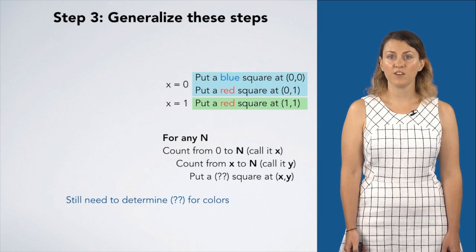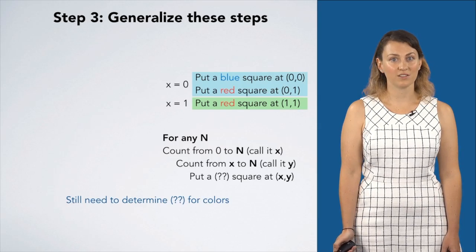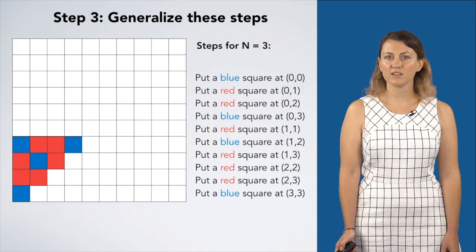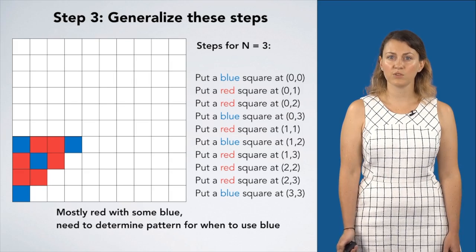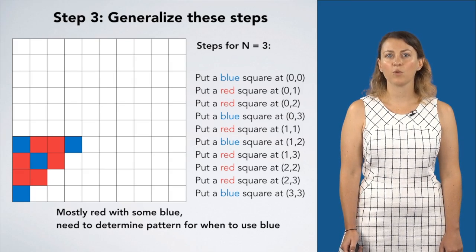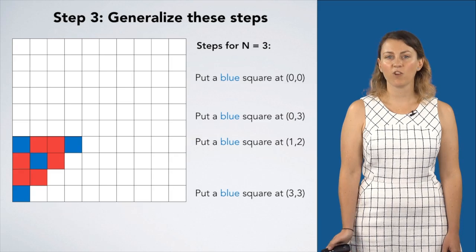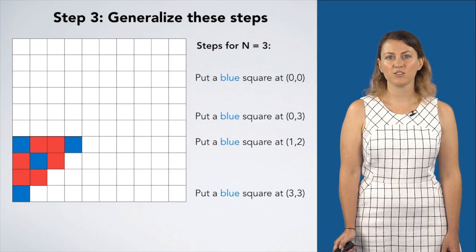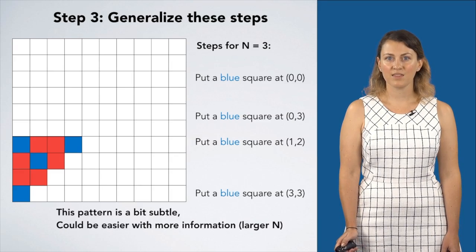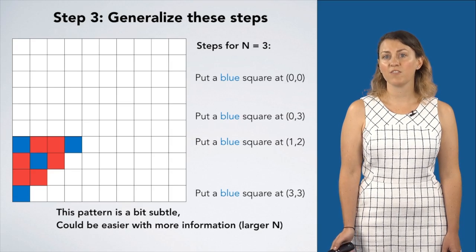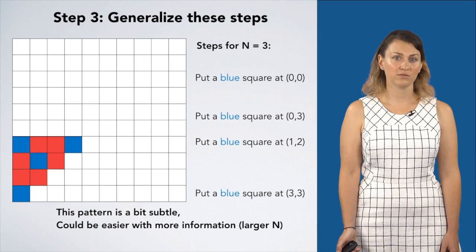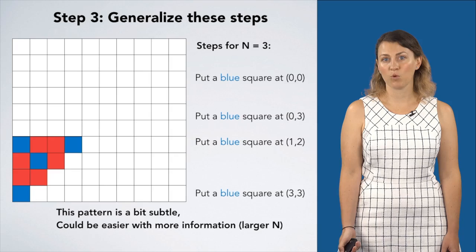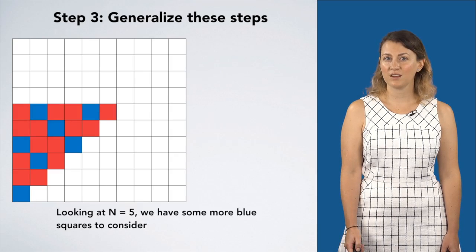Of course, we need to figure out what the question marks are for the colors. To do that, we can go back to the colors from our n equals 3 example. We had mostly red squares with some blue squares, so we should figure out the pattern for when a square is blue. I've thrown away the red ones, so we can just look at blue for a pattern. This pattern may be a bit subtle to see with only 4 pieces of information. You may have figured it out, but if not, what could you do? Well, it might be easier to see with more information. Looking at n equals 5, we have more blue squares to consider.